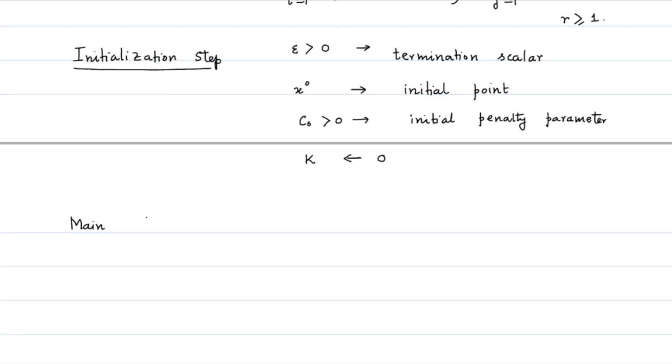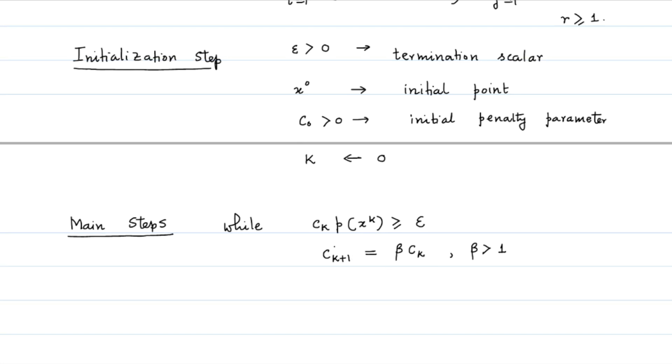Then the main steps are that we check whether the penalty amount at the current iterate is less than epsilon or not. If yes, then you provide the point xk as a solution to the problem capital P. But if not, that is, if this penalty amount is greater than or equal to epsilon, then you increase your penalty parameter by a certain multiple of the earlier parameter ck, where beta is greater than 1, so that the sequence ck is an increasing sequence and ck diverges to infinity as k tends to infinity.